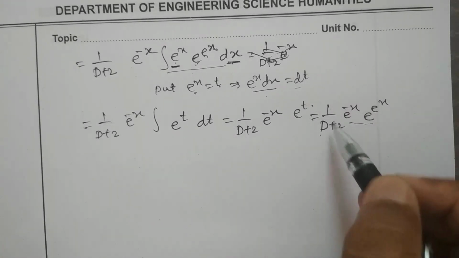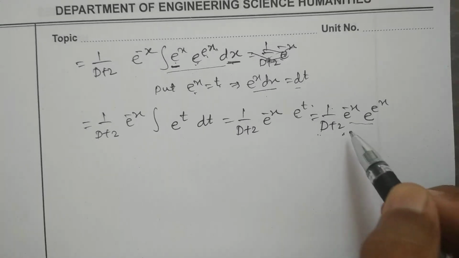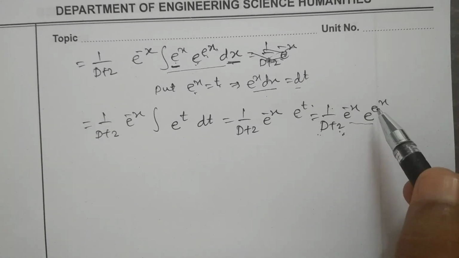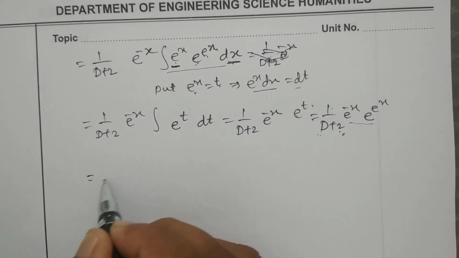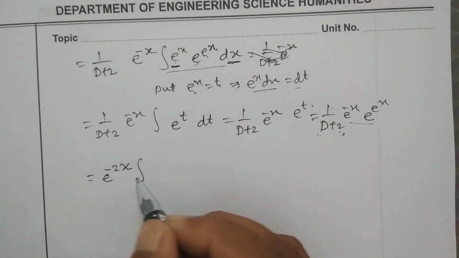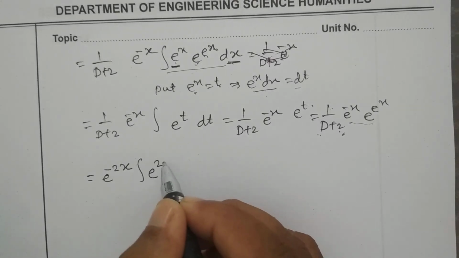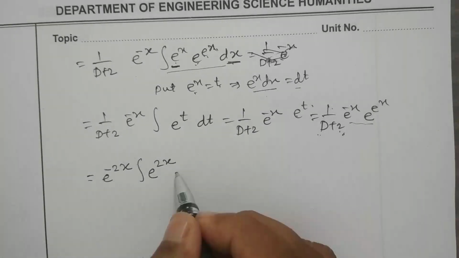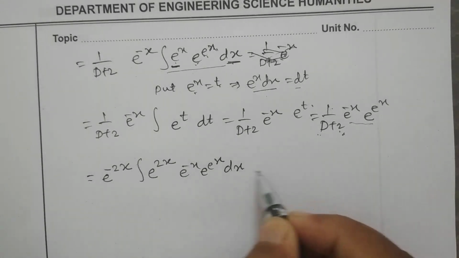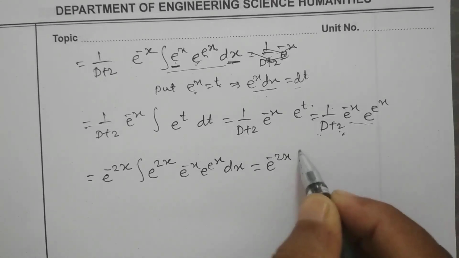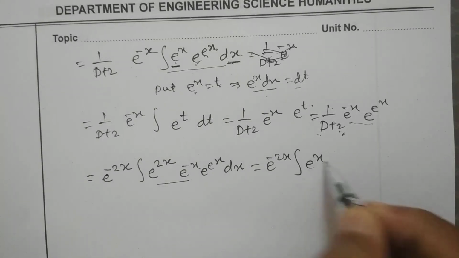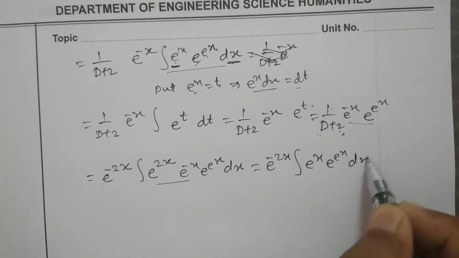So again using the same formula of 1 upon D plus m. Here the value of m is 2, into this new value of f of x. Applying the same formula we will get e raised to minus mx, so e raised to minus 2x, integration of e raised to mx, so e raised to 2x, into this f of x, that is e raised to minus x into e raised to x, dx. This equals outside e raised to minus 2x as it is, integration of e raised to 2x into e raised to minus x, whose multiplication is e raised to x, into e raised to x, dx.